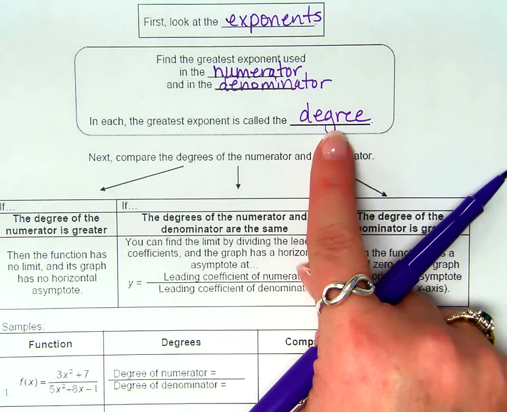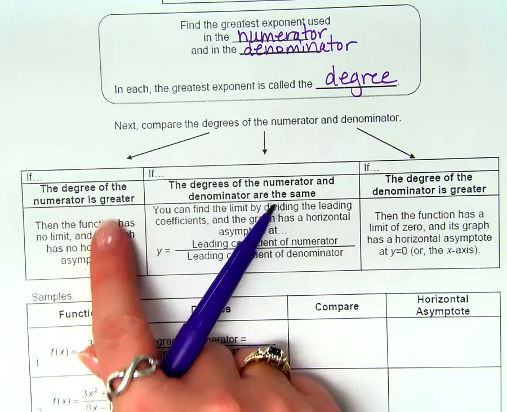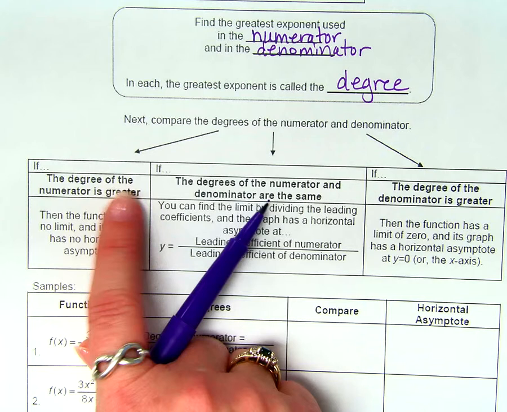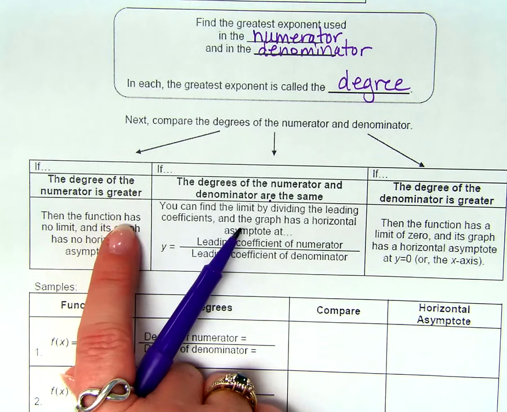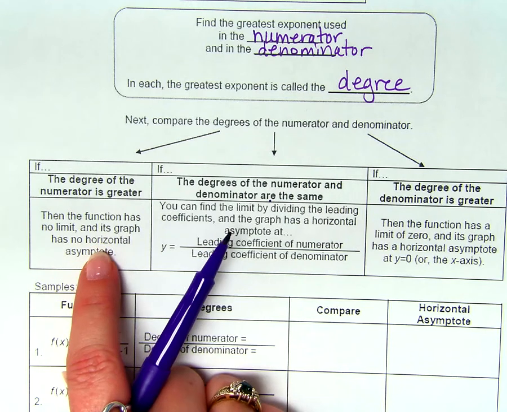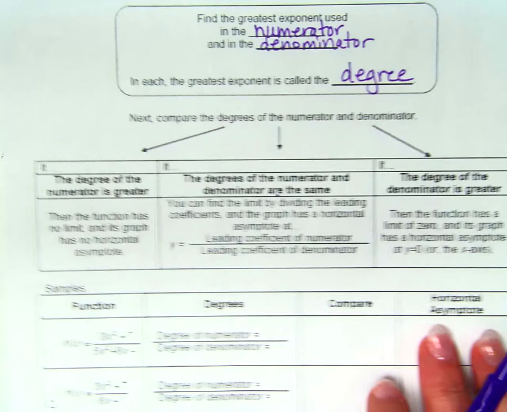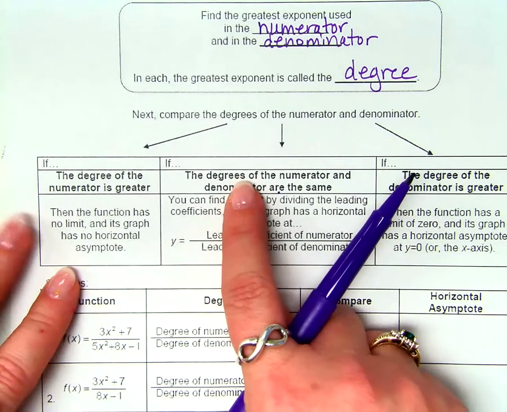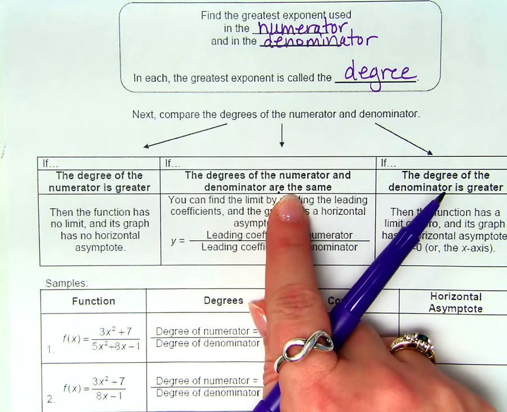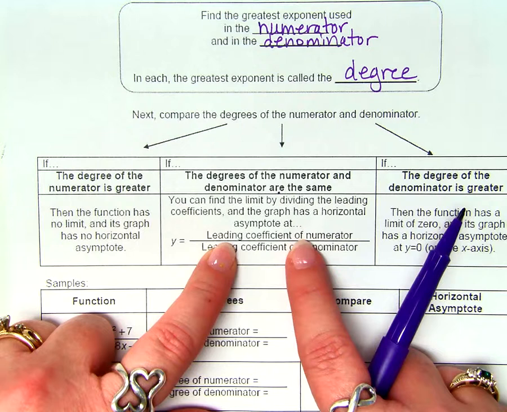Once you find the degree, you have to compare them. If you decide the degree of the numerator is greater, then the function has no limit, which means it has no horizontal asymptote. Okay? If it has no limit, you just write no horizontal asymptote. If you look at the degrees and decide that the numerator and the denominator are the same, then you have to look at the leading coefficient.